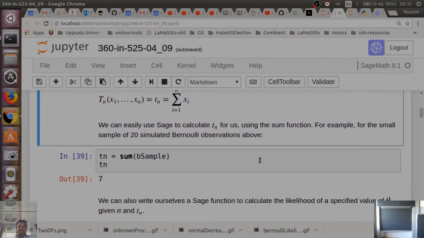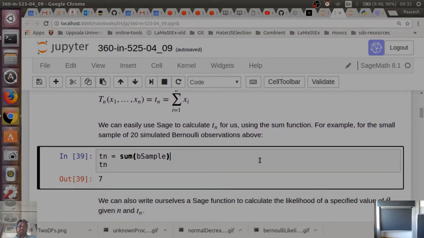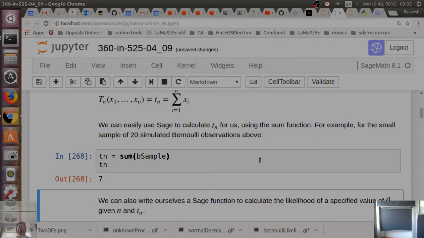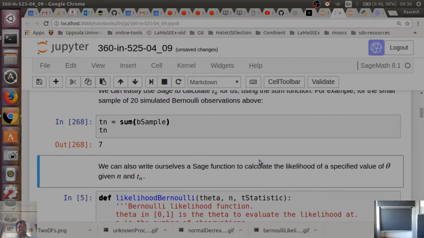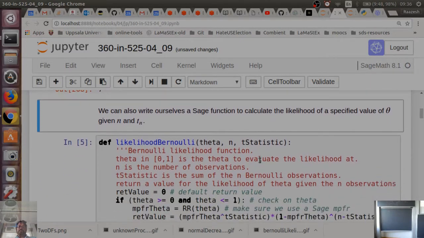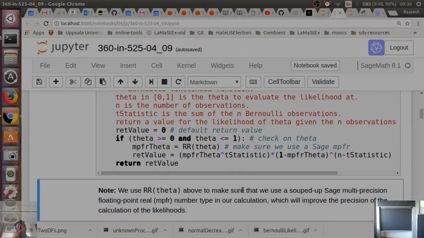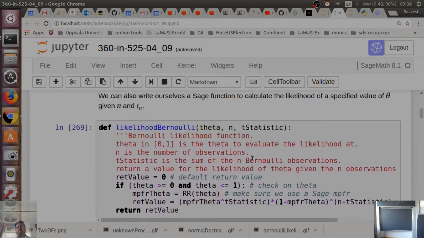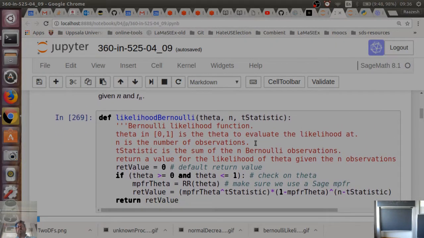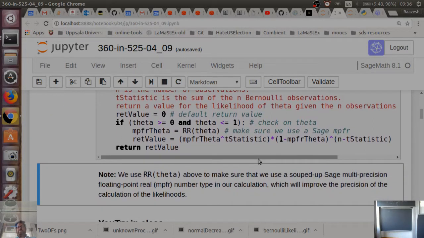Okay, so I made this Bernoulli sample upstairs, in this hidden cell. Let's take the sum. It says there are 7 ones. Let's also make a little function for the likelihood of the Bernoulli. I do some little error checking, and then I'm simply implementing the likelihood for n observations. So I need my t statistic, theta and n. This is not like the t statistic in some classical statistics course.